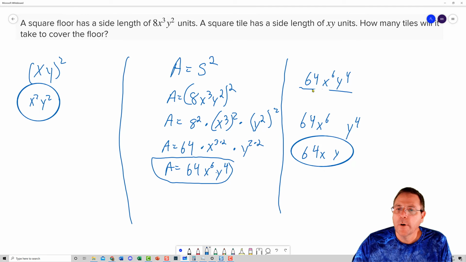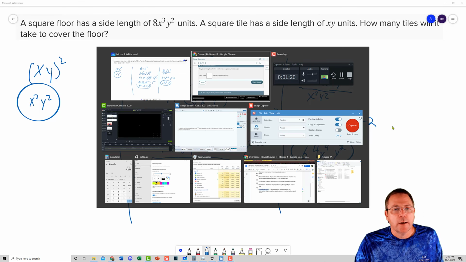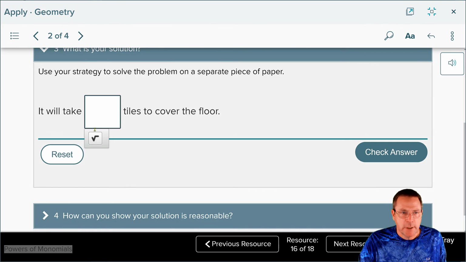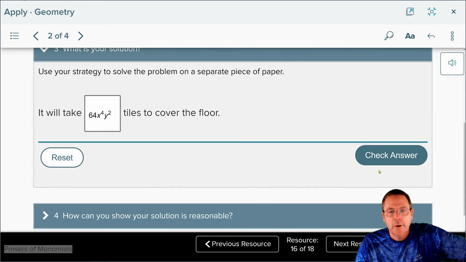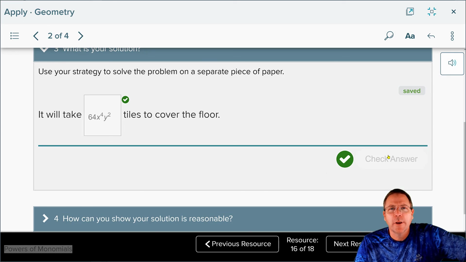So from there, we're going to divide by x squared, y squared, which means this 6 will be minus 2, that 4 will be minus 2, which is going to give me 64 x to the 4th and y squared for our final answer. Let's come back over here and see if we can get a happier sound. 64 x to the 4th. Whoop, my 64x didn't take. 64x, there we go, and y exponent squared, except, and check, and now we got the right answer.